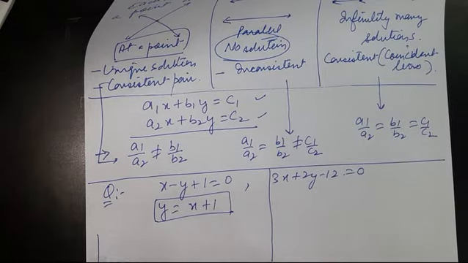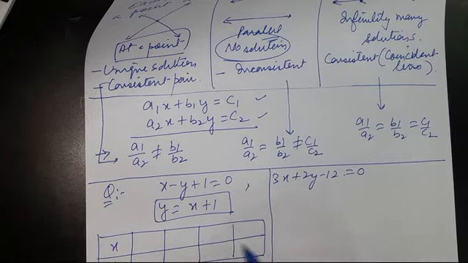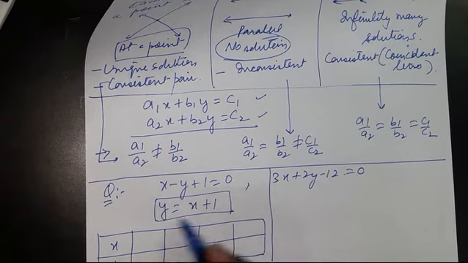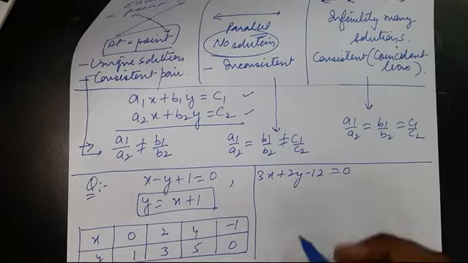Then you are to draw the table just like this and take at least 3 to 5 values. I am taking 4 values. Just put x equal to 0, 1, 2, 3, 4, whatever you want. So put x is equal to 0, 2, 4 and minus 1 in this equation, and you will get the corresponding y values: 1, 3, 5 and 0.